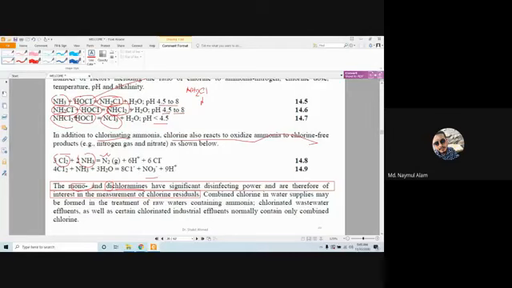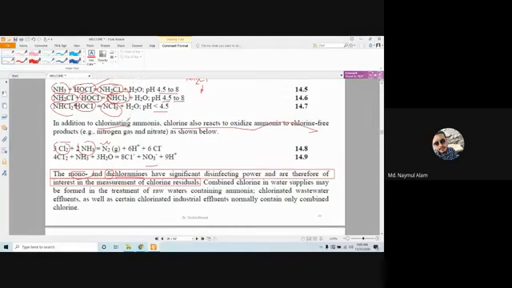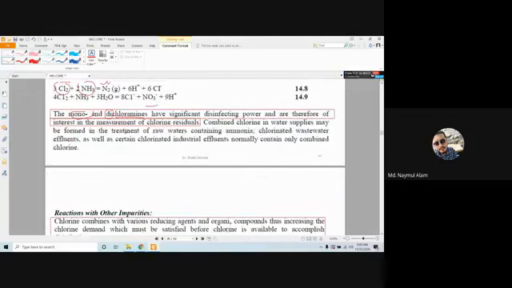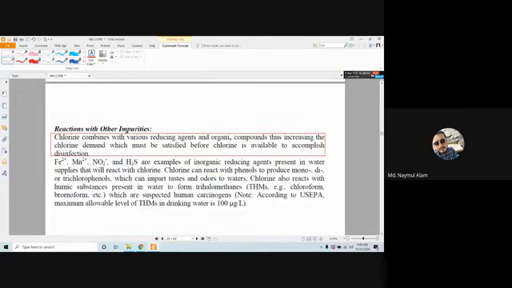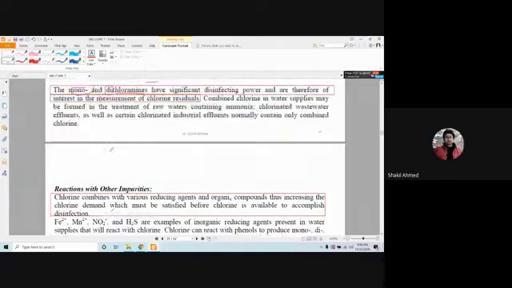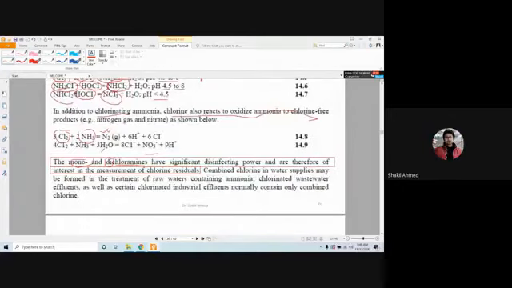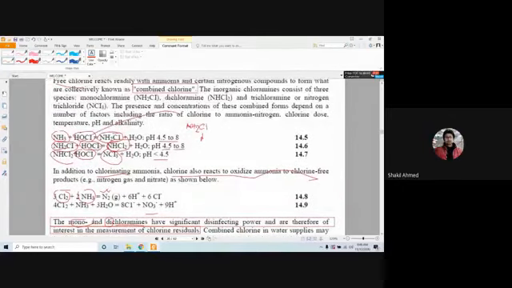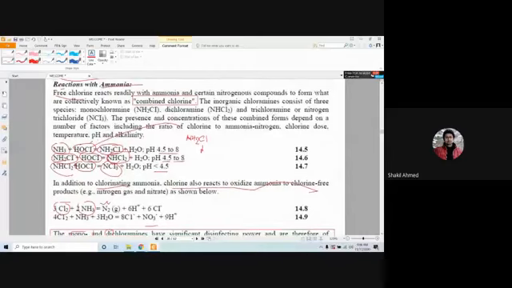Clear? Yes, sir. Okay. So as you can see, these HCl were supposed to kill the pathogens, but now they are reacting with the pollutants. So we are wasting some HCl.